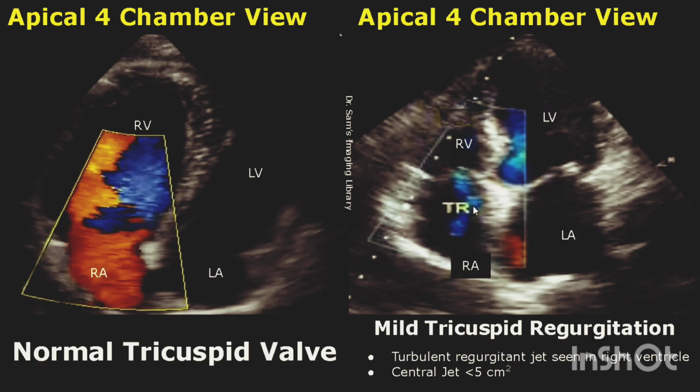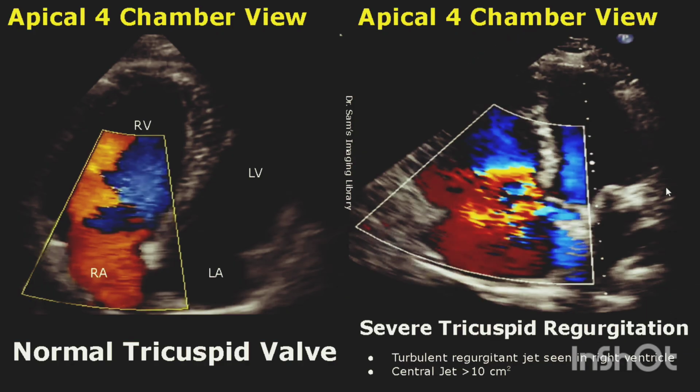And over here we have a case of mild tricuspid regurgitation. A turbulent regurgitant jet is seen in right ventricle. The central jet area is usually less than 5 centimeters square. In severe tricuspid regurgitation, we see a large turbulent jet in the right ventricle. The central jet area is more than 10 centimeters square.